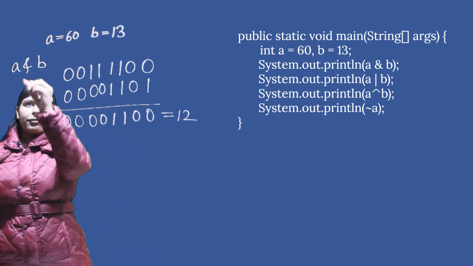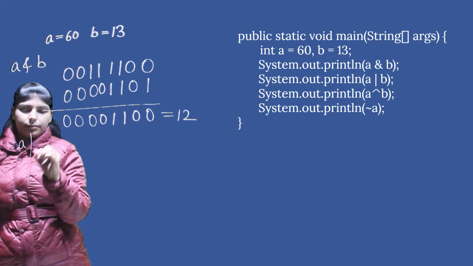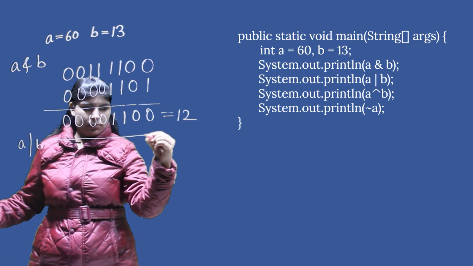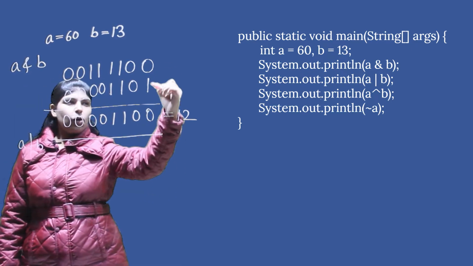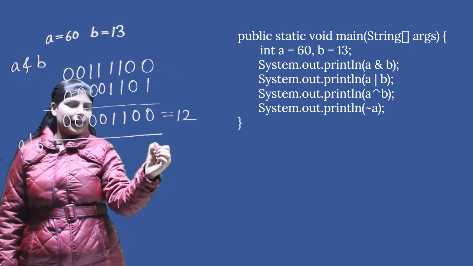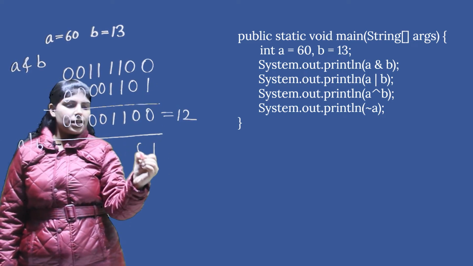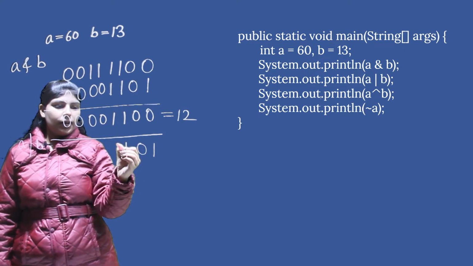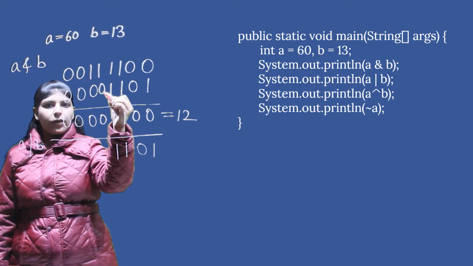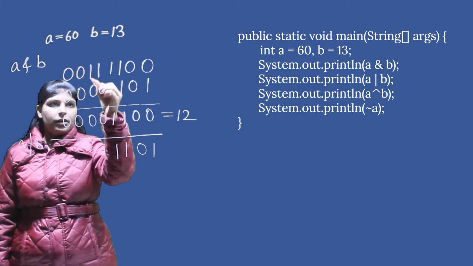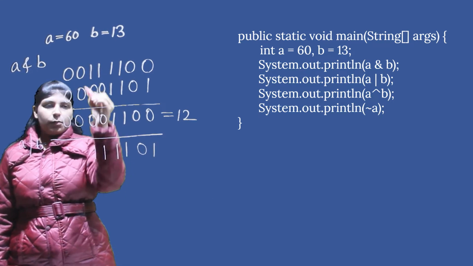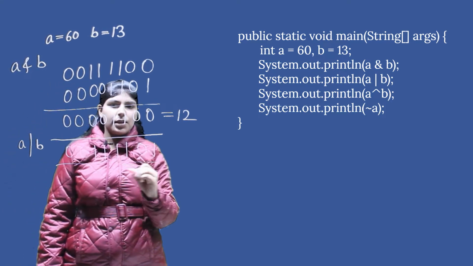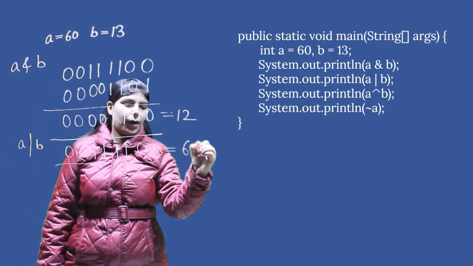Right. Next I have to do A or B. 0 or 1, so one of the inputs is 1, so I'll get 1. 0 or 0, both are 0, so I'll get 0. 1 or 1, I'll get 1 here. 1 or 1, again 1. 1 or 0, one of the inputs is 1, so OR will return 1. 1 or 0, 1. Both are 0, 0 and 0. So this in decimal gives me 61.